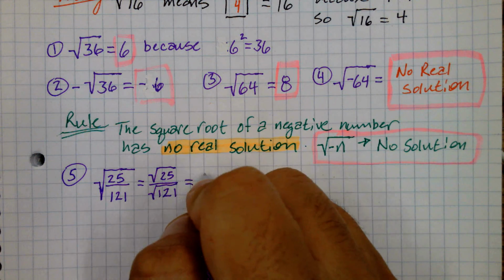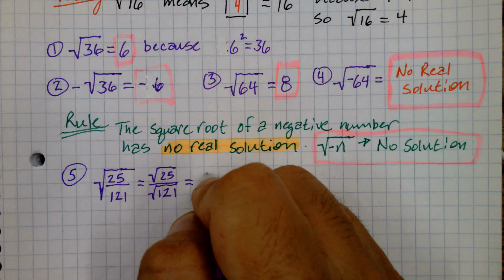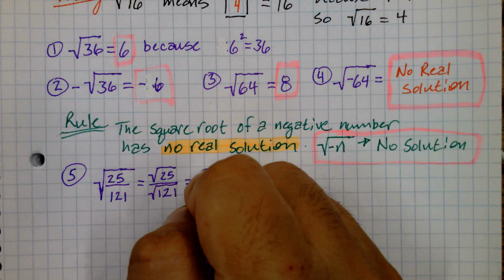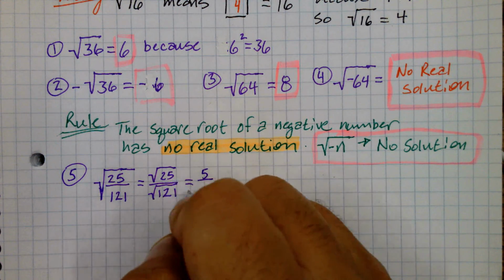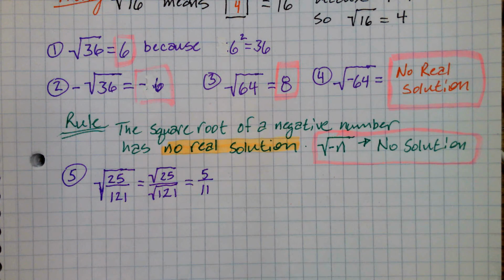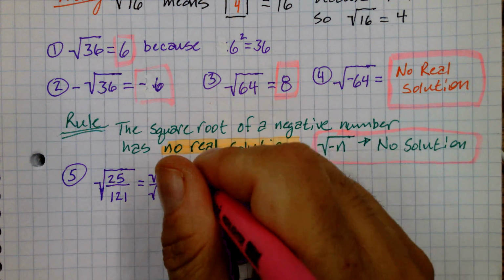The square root of 25 is 5. The square root of 121 is 11. So the answer is just 5/11. Okay? So just find the square root of the numerator, find the square root of the denominator, see what you get as an answer.